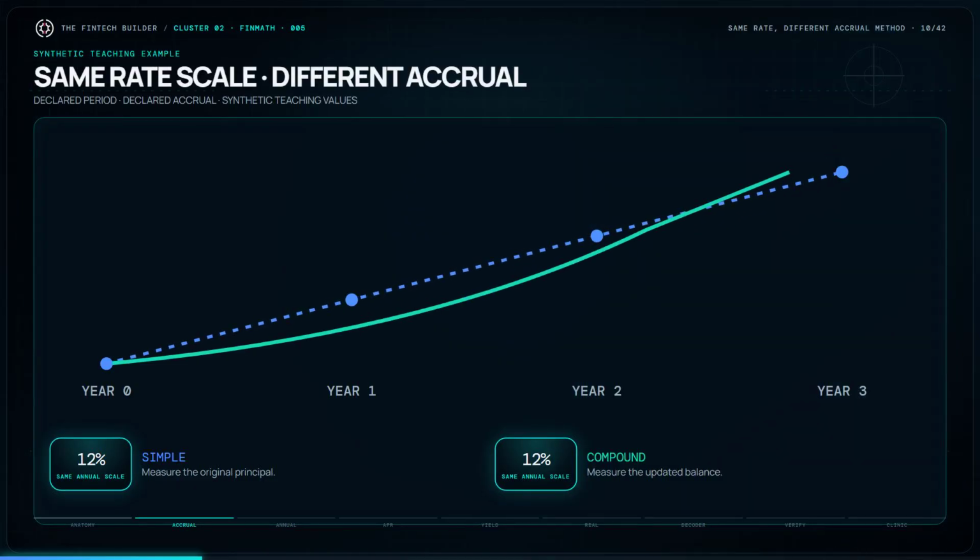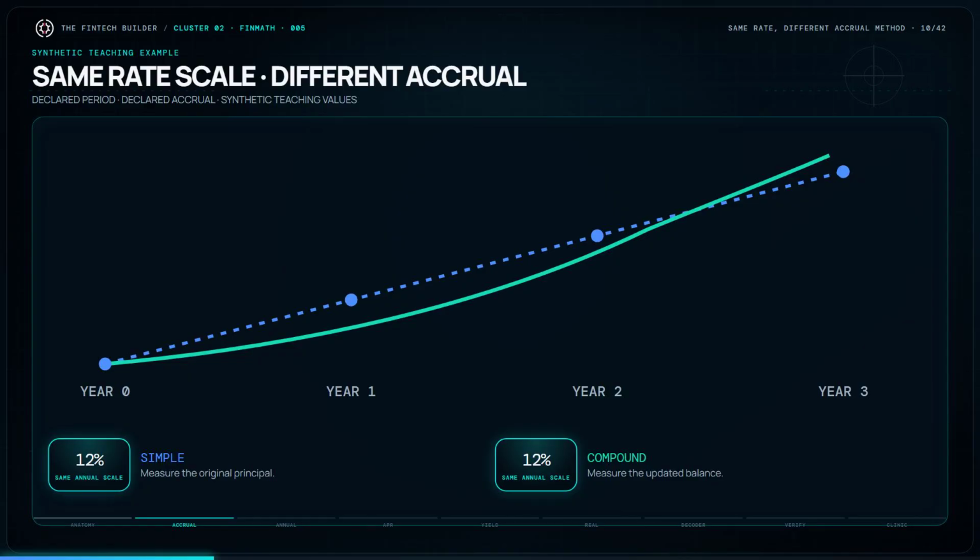The 12% in both examples uses the same annual scale. The difference is not the unit of the rate. The difference is the accrual method. Simple interest repeatedly measures the original principal. Compound interest repeatedly measures the updated balance. After 1 year, the paths match. As more periods pass, they separate.